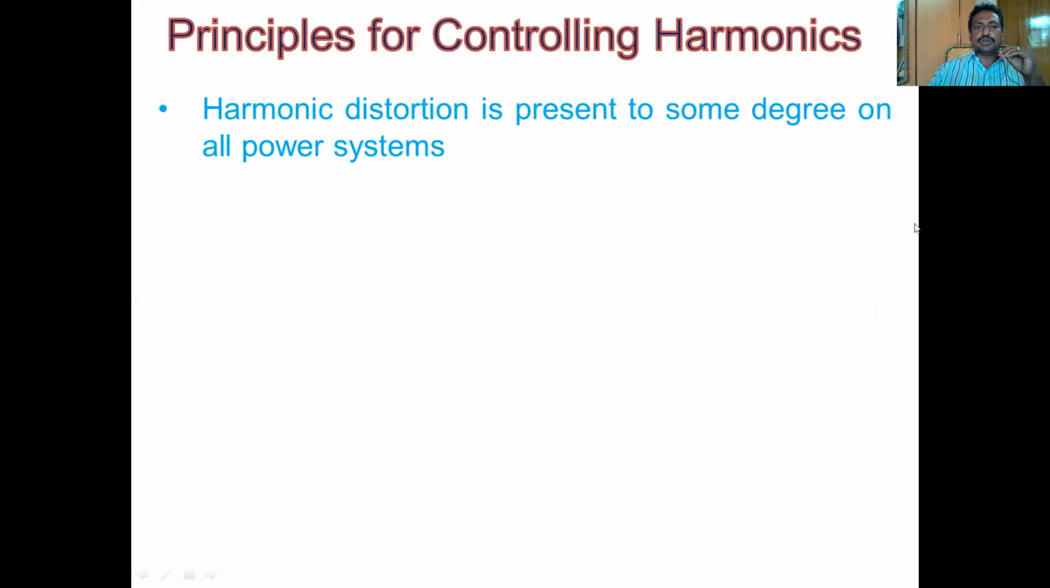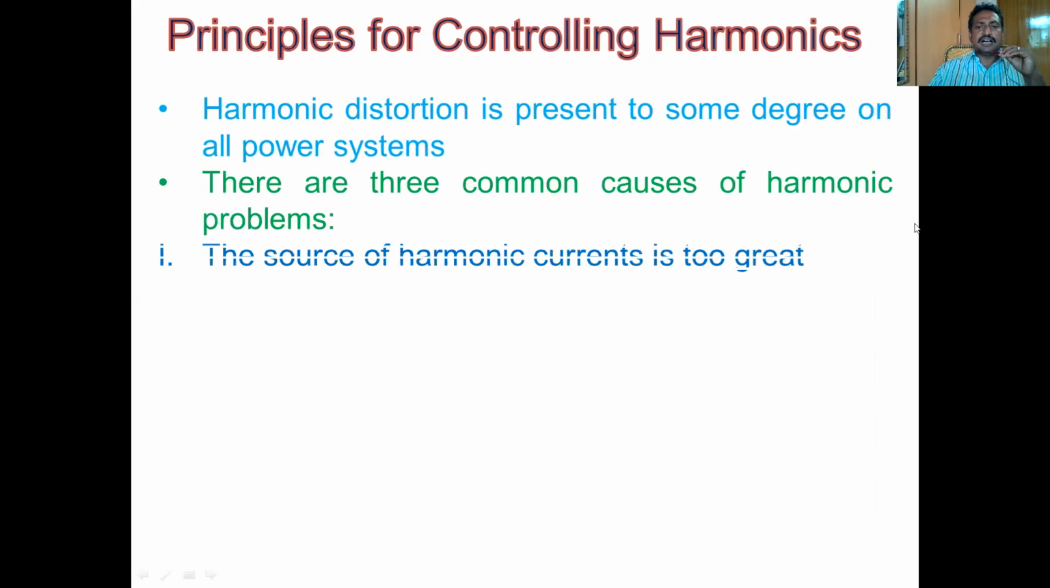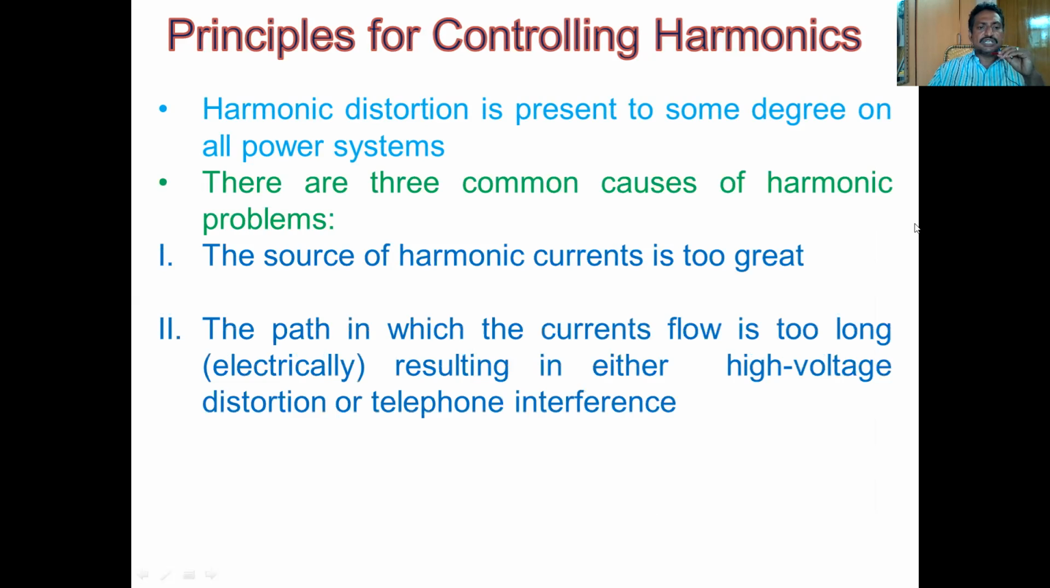Next, principles for controlling harmonics. See here, harmonic distortion is present to some degree on all power systems. No doubt, different harmonics are present. So there are three common causes of harmonic problems. What are those? Number one, the source of harmonic currents is too great.